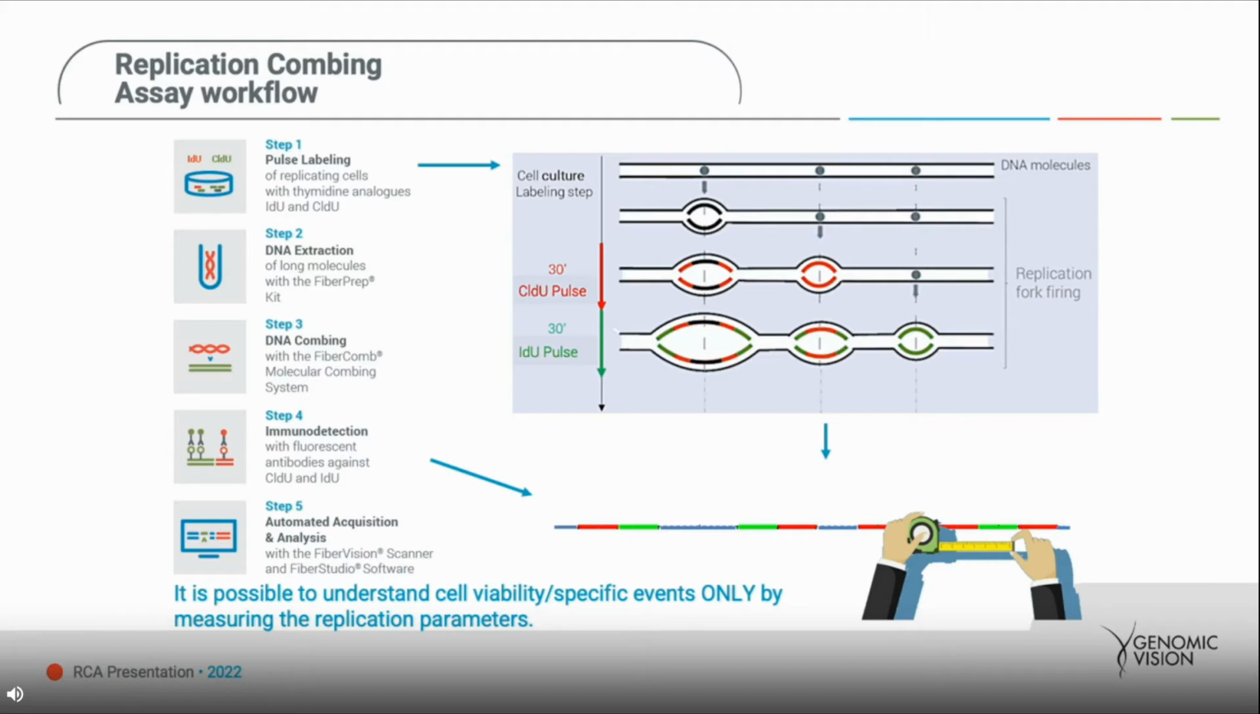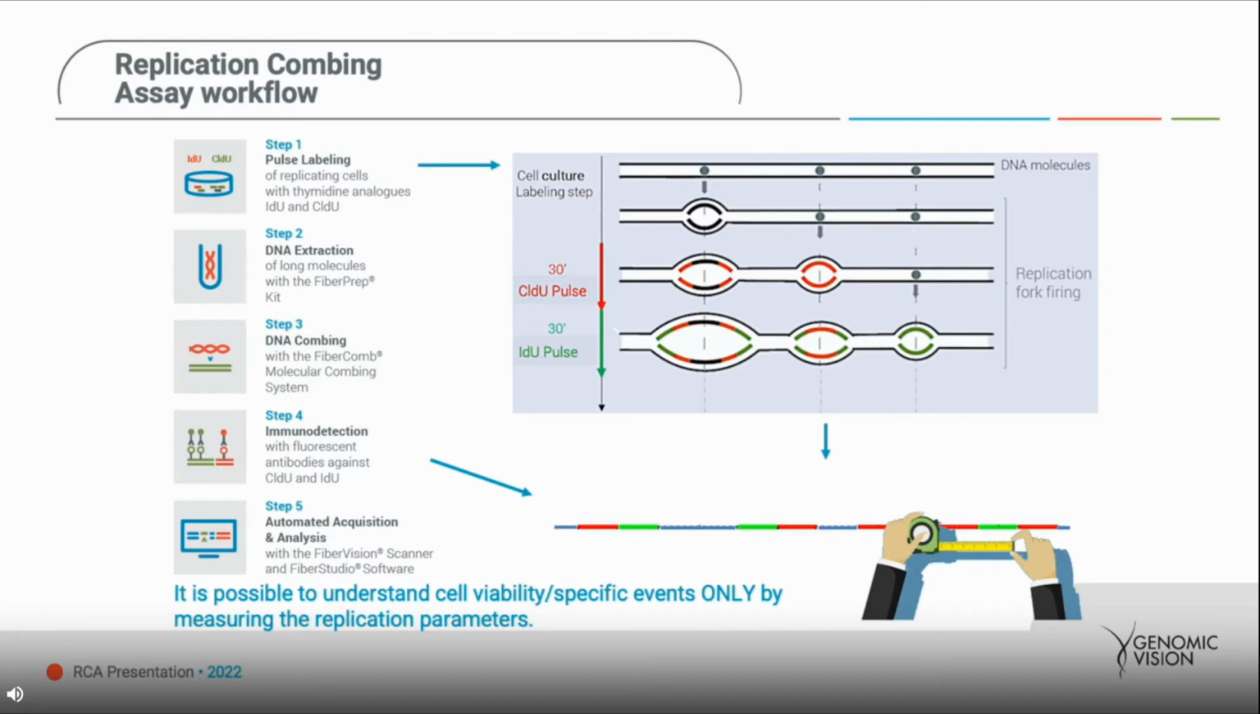So that was for the step 1. In the step 2, after the pulse labeling, we then extract the DNA with a fiber prep kit to extract long DNA molecule. In step 3, we then comb the DNA using our FiberComb molecular combing system. And then we continue in step 4 with the immunodetection step consisting of using fluorescent antibody against the thymidine analogs.